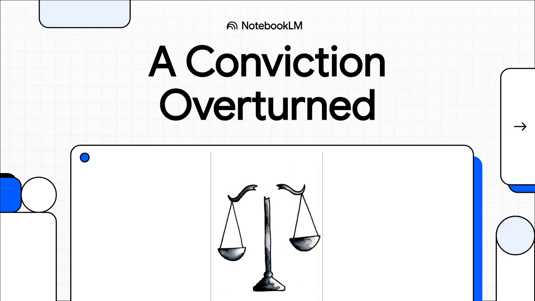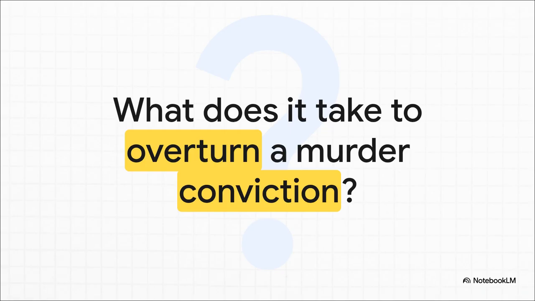Today, we're digging into a landmark Canadian murder case. But this isn't really a story about guilt or innocence. It's about what happens when the whole process of justice just goes off the rails. It's about why a conviction was thrown out more than a decade after the fact. So what does it actually take to overturn a murder conviction? Well, the answer to that question gets right to the heart of what we even mean by a fair trial.